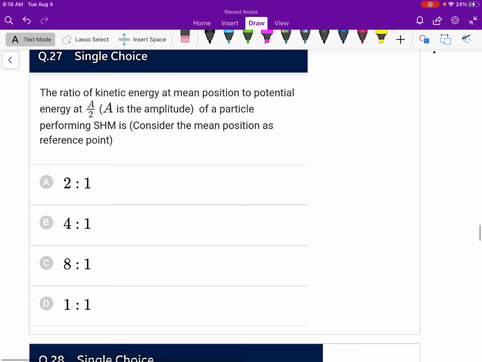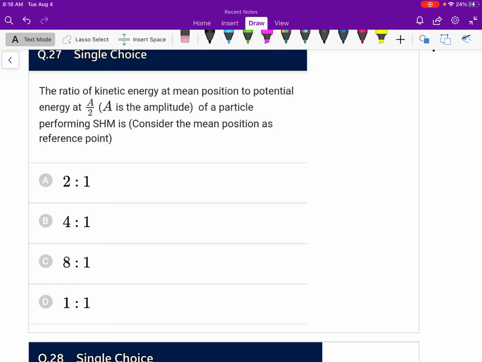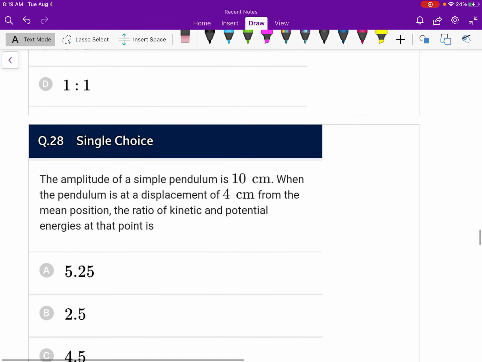The ratio of kinetic energy at mean position to potential energy at a by 2 of particle performing SHM, consider mean position as reference point. So the ratio of kinetic energy at mean position, so mean position kinetic energy is maximum, K is half Ka square, and potential energy at a by 2, considering at mean position potential energy to be 0, is half Kx square, so half Ka by 2 ka square, so this is capital K by 4. So ratio of kinetic energy to potential energy is 4:1.